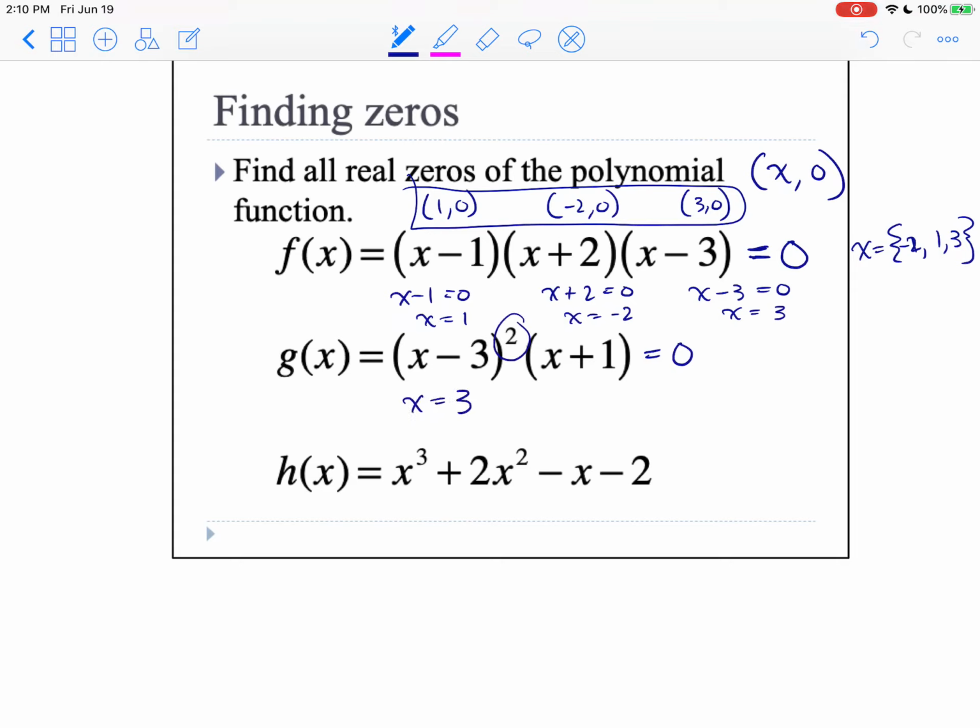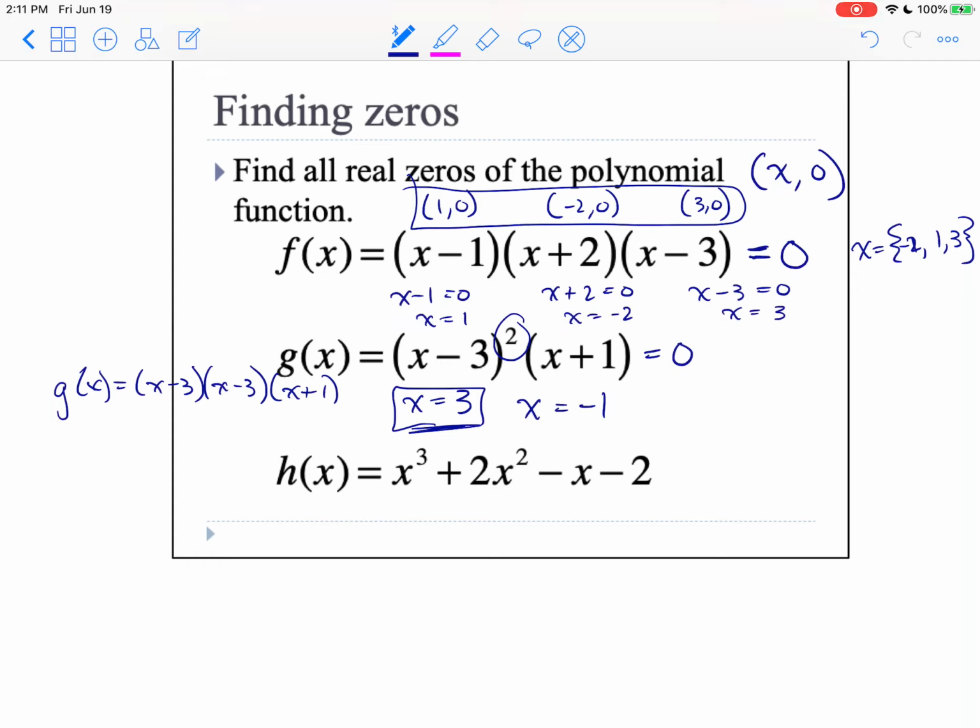That happens twice, because g of x is really (x minus 3)(x minus 3)(x plus 1). So this one actually happens twice, and we're going to talk about multiplicity in just a minute and what that means for the graph. But this is twice that this is happening. We only have to write it once, but it does happen twice. And x equals 1 is also a 0.